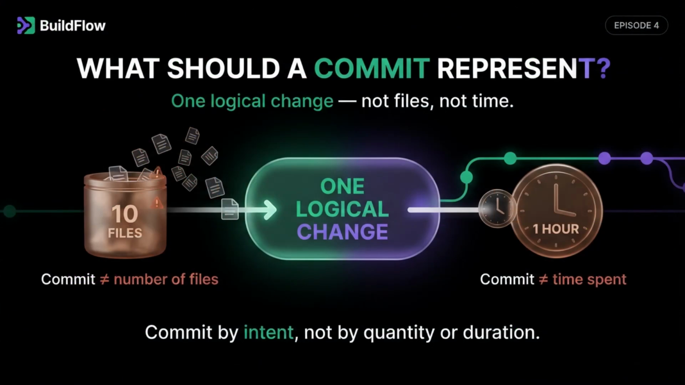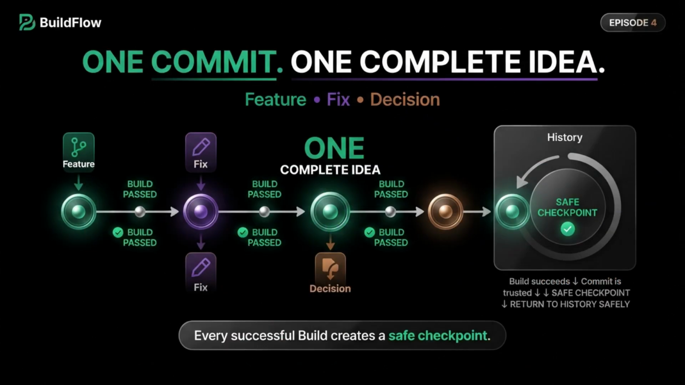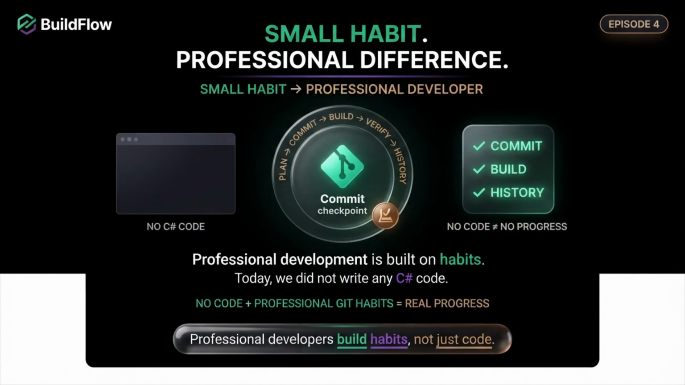There is one piece of advice I would like to share with you. Do not make a commit represent a number of files, and do not make a commit represent an hour of work. Make each commit represent one completed idea: a feature, one fix, or one decision. And when the build succeeds after every commit, going back to any point in the project history becomes safe and easy. It is a small habit, but one of the habits that truly distinguish a professional developer.